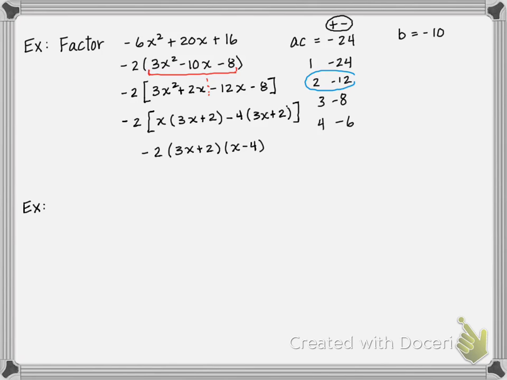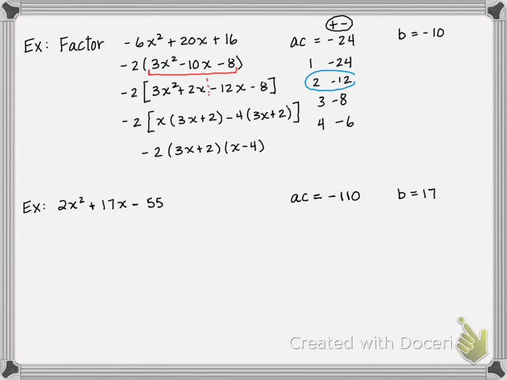Oh, we'll just do this one. Let's go 2x squared plus 17x minus 55. So A times C is going to be negative 110. Right, so 2 times negative 55. And then B is going to be positive 17.